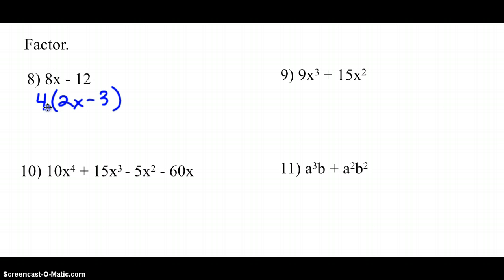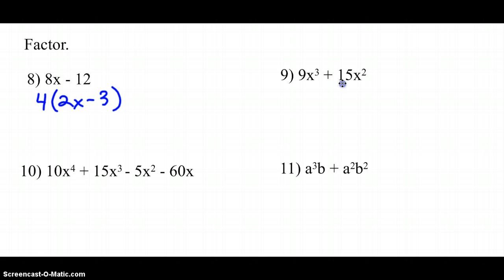The concept when I do this factoring is to say I'm breaking down this term in a little bit different way, but it's the exact same thing. If I distributed 4 times 2x and 4 times negative 3, I'd go right back to where I started with 8x minus 12. Let's try it again on number 9.